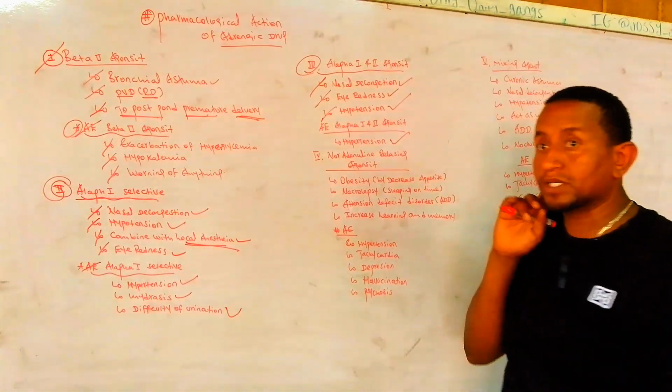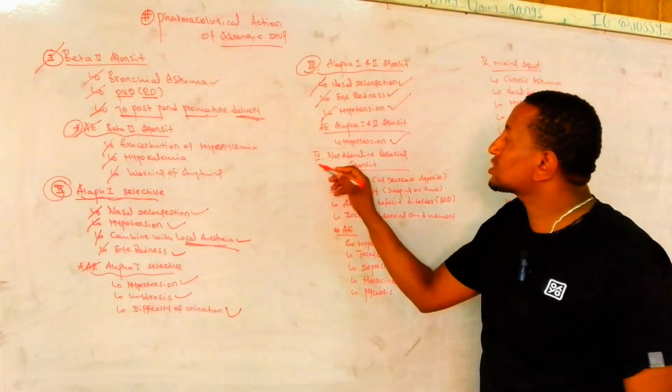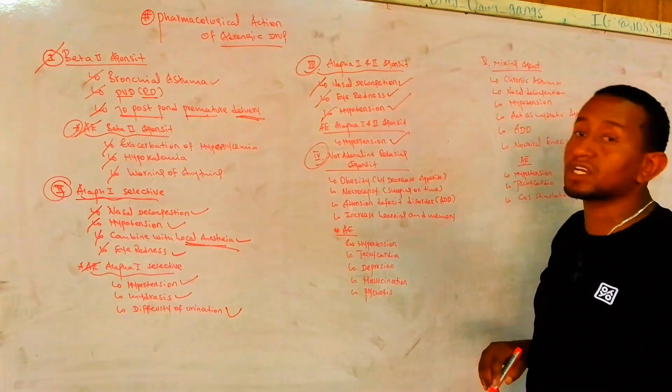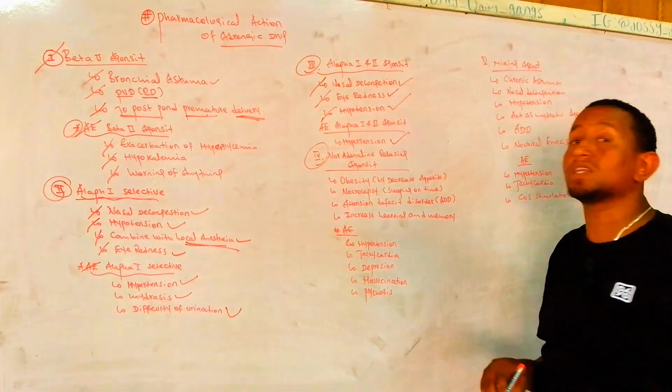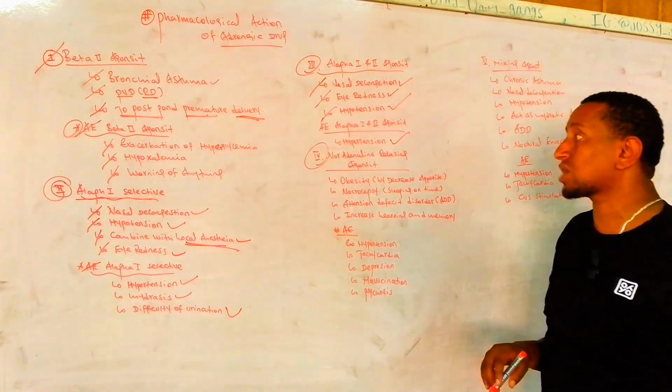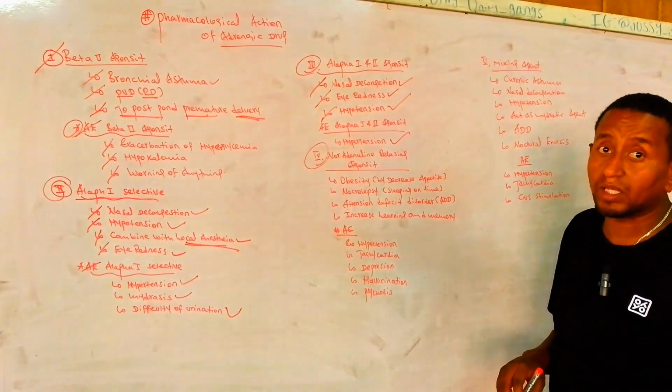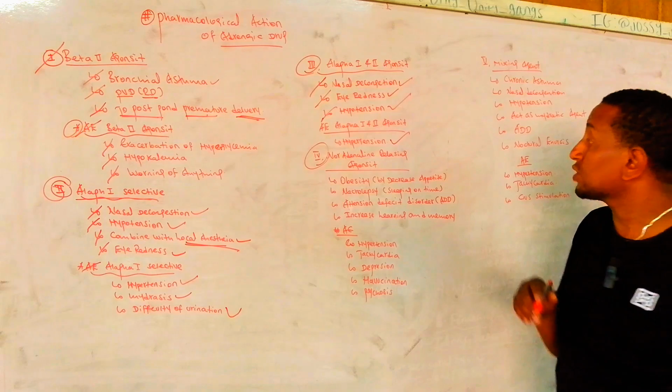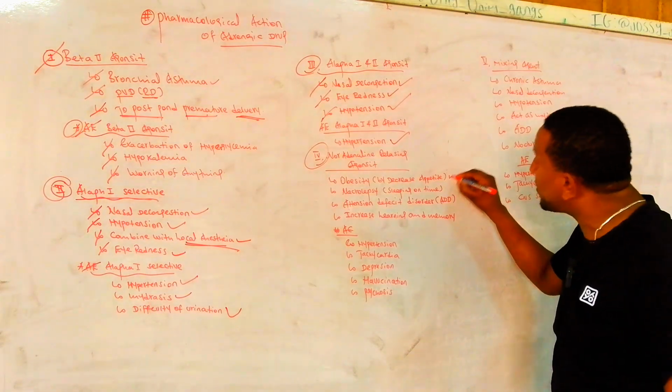They increase blood pressure, causing hypertension. So the fourth one is noradrenaline releasing agonists. These noradrenaline releasing agonists are drugs like amphetamine or tyramine. So they are very important for treating obesity.